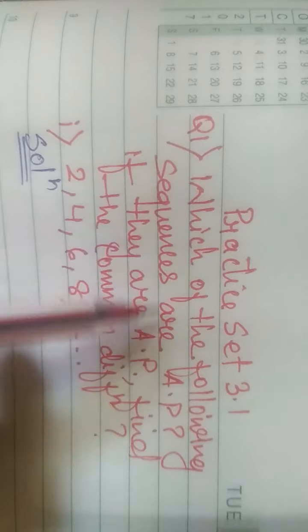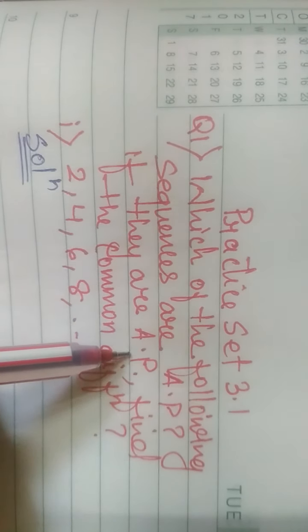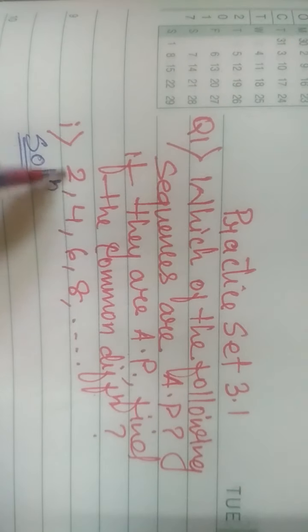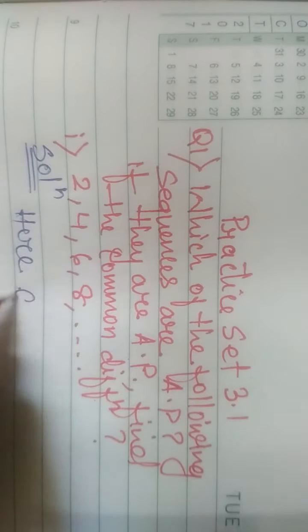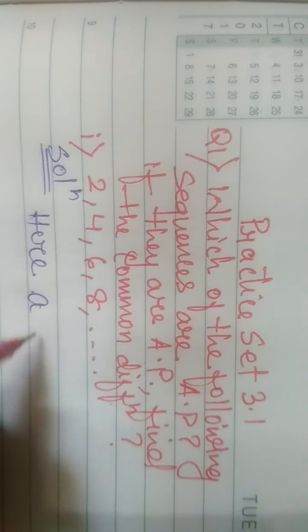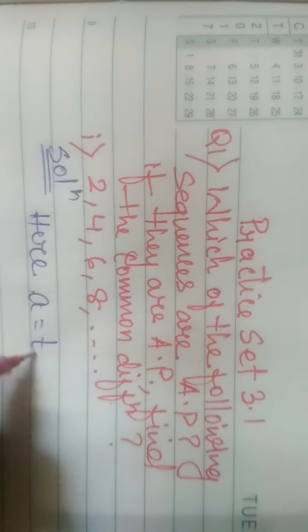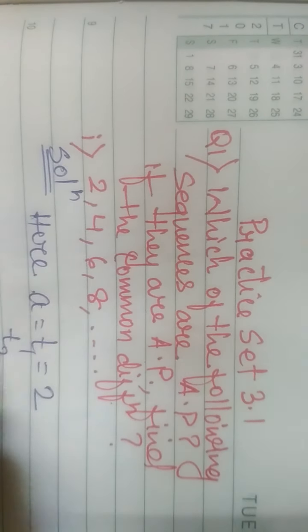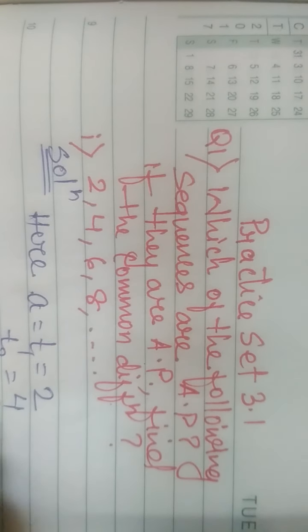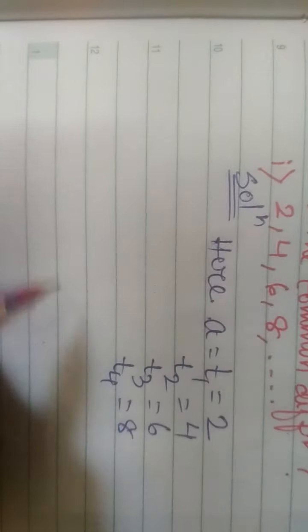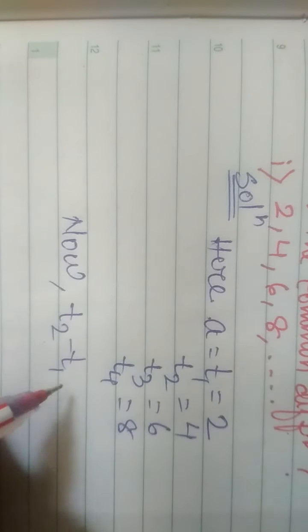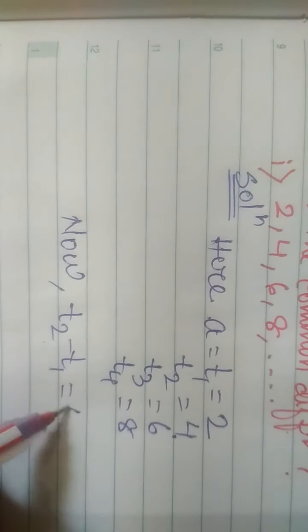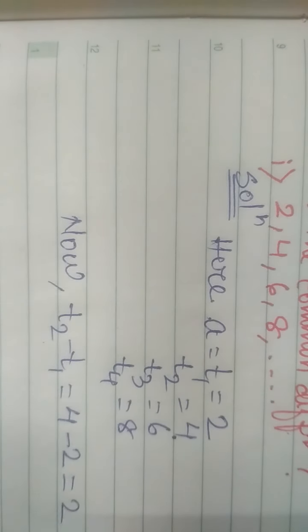Which of the following sequences are AP? If they are AP, find the common difference. So here the sequence is given: 2, 4, 6, 8. So here what we will write, the first term, that is a, or we can write it as t1. So t1 is 2, t2 is 4, t3 is 6 and t4 is 8. Correct? So now we have to find the common difference. That means t2 minus t1. What we will get? t2 is 4, t1 is 2. So 4 minus 2, 2.